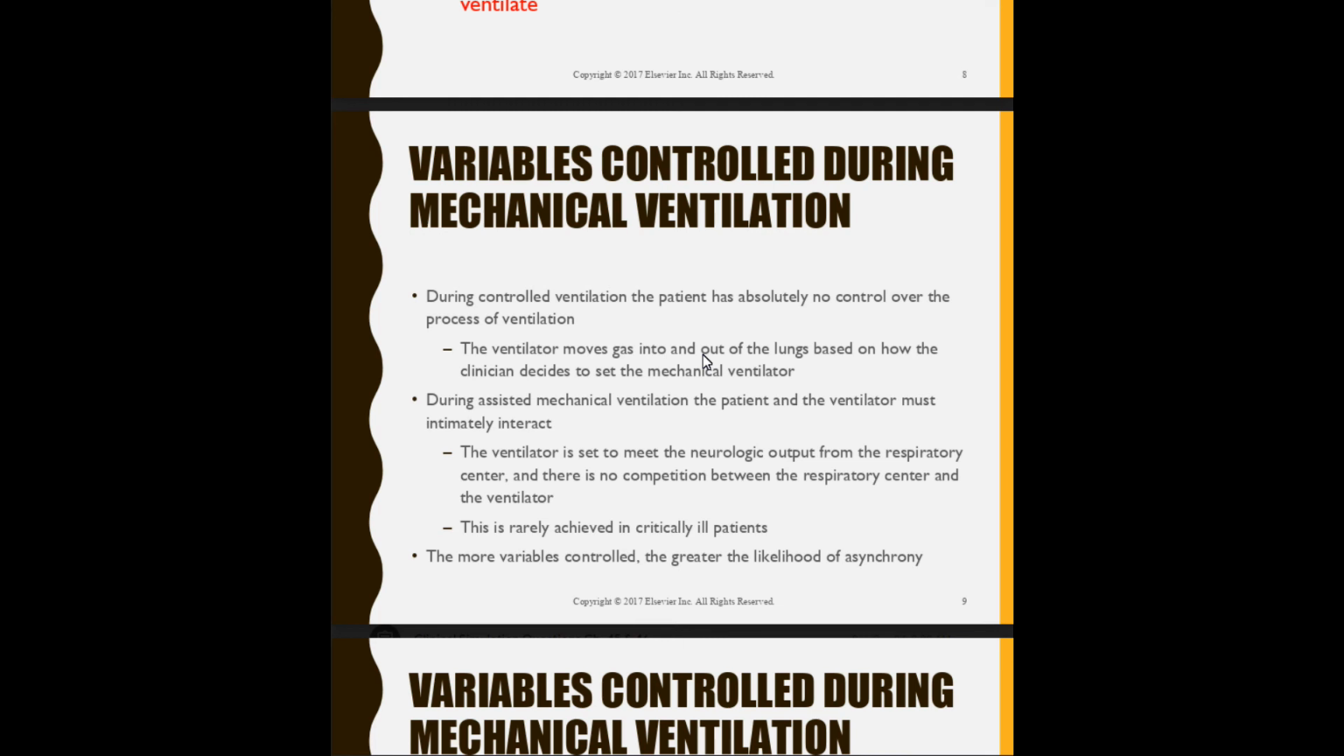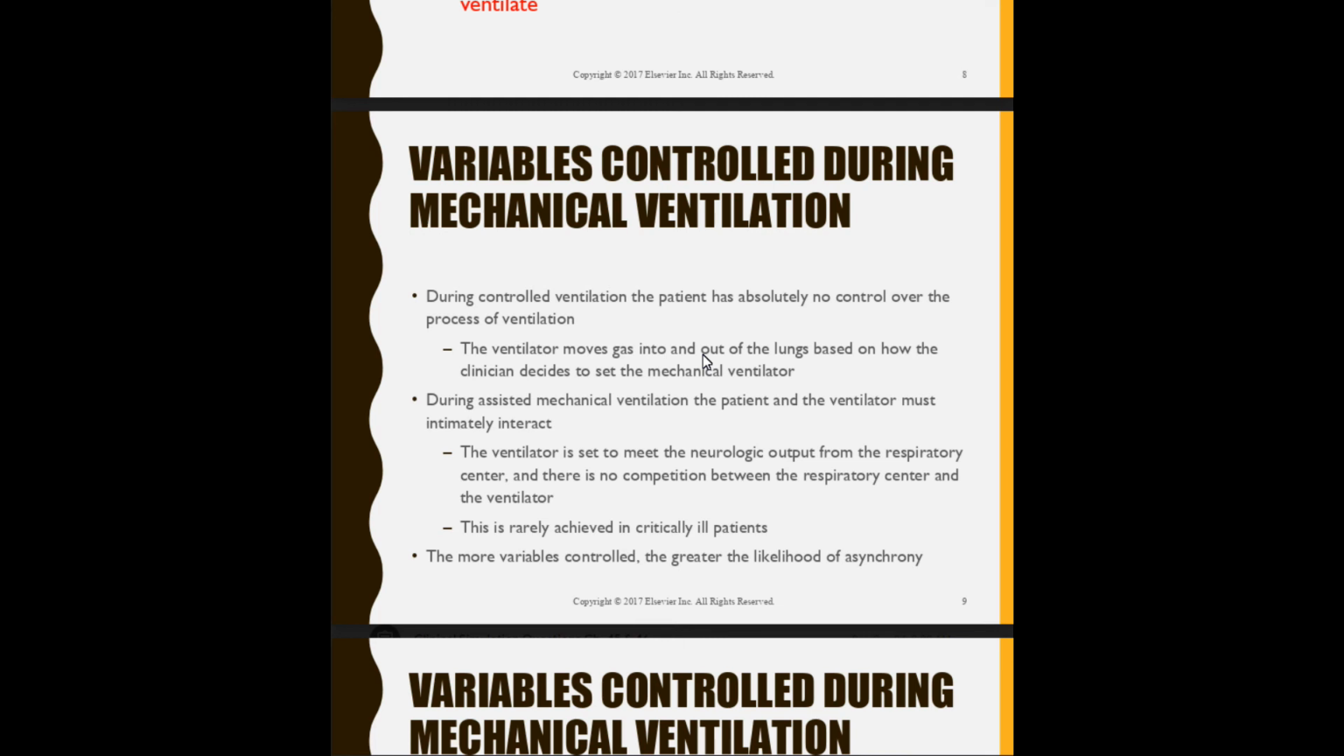The more variables controlled, the greater the likelihood of asynchrony. That is so true. Because we control so much, the patient can't do things on their own. If they want to breathe and we don't let them, for example, I have them on AC, they want to breathe a lot more times, the mode will allow them to breathe, but they're going to get 500 regardless. That's the difference between SIMV and assist control, or CMV.